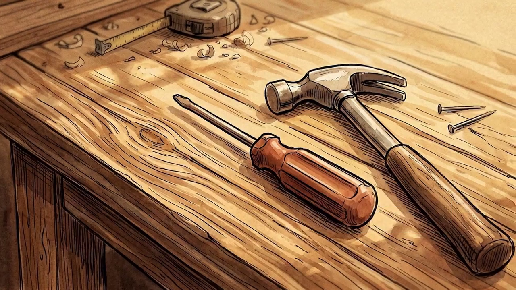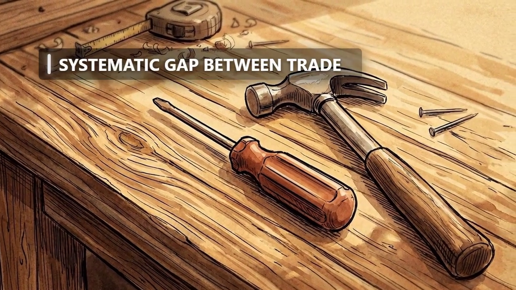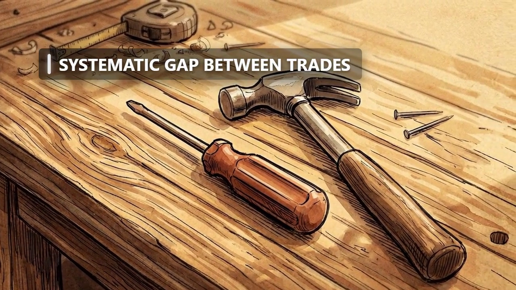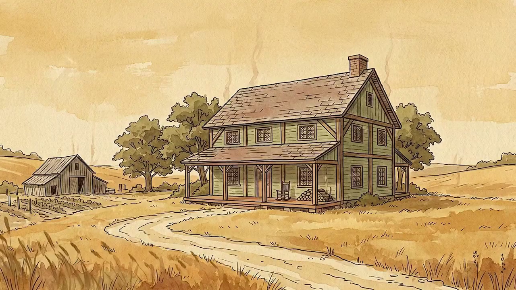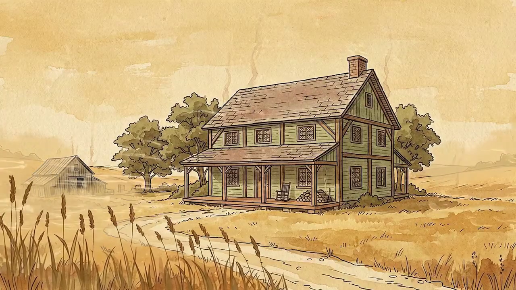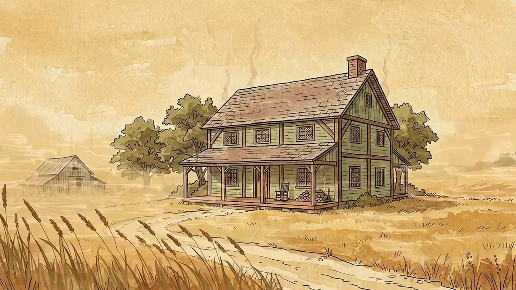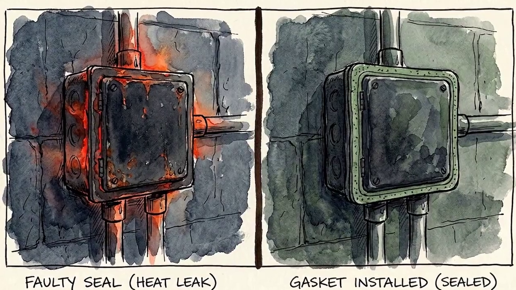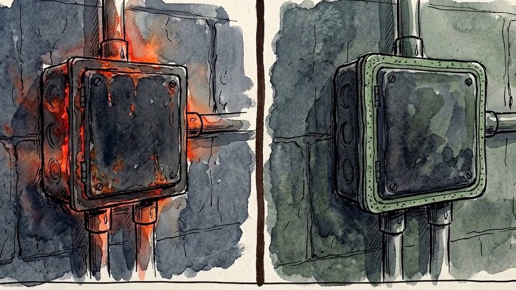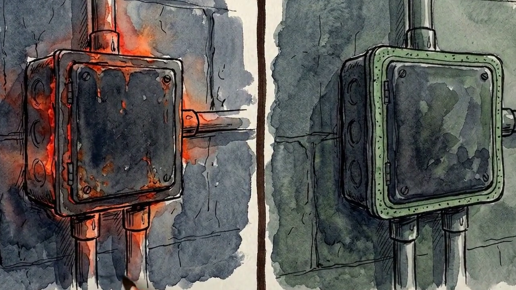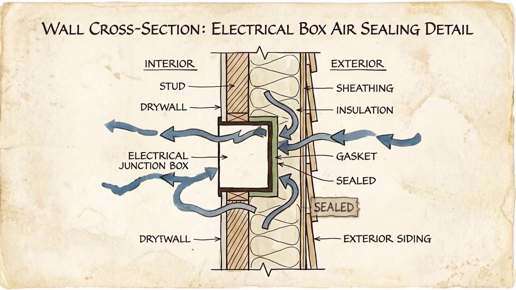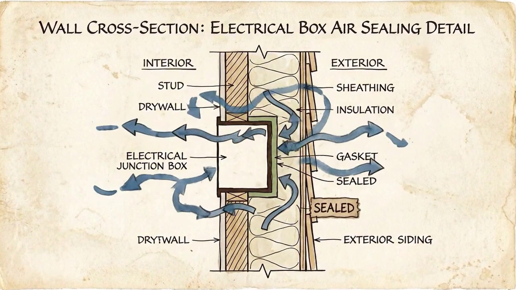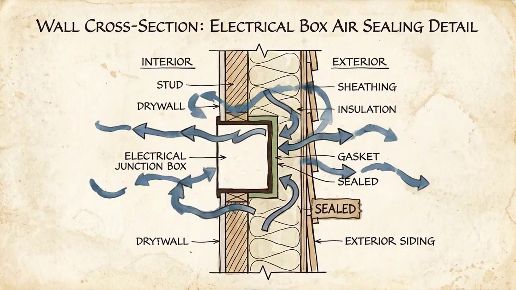Total time, 2 hours. The Department of Energy's Weatherization Assistance Program, which has funded residential air sealing work in low-income housing since 1976, identifies electrical box sealing as one of the highest return on investment weatherization measures available, precisely because the material cost is nearly zero relative to the energy savings it produces.